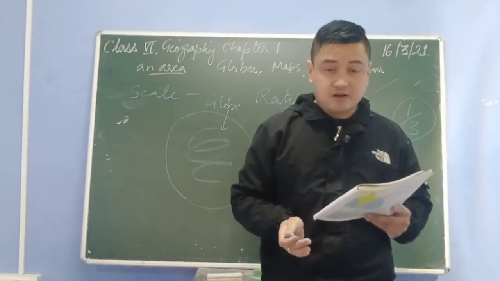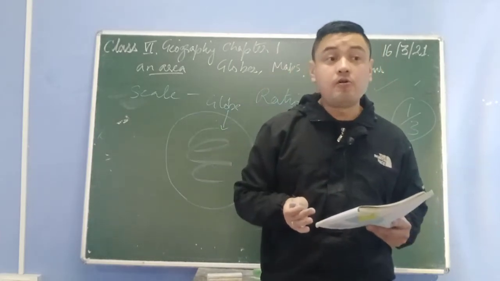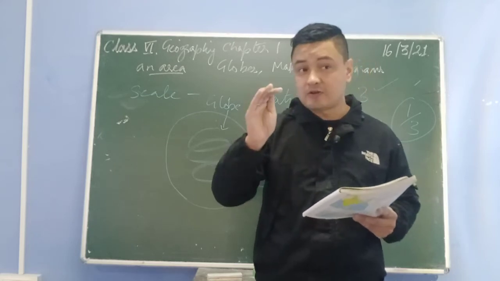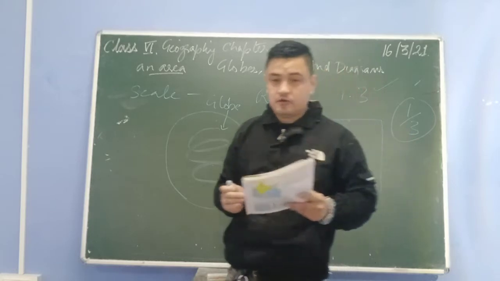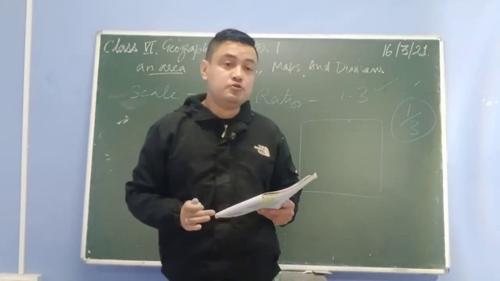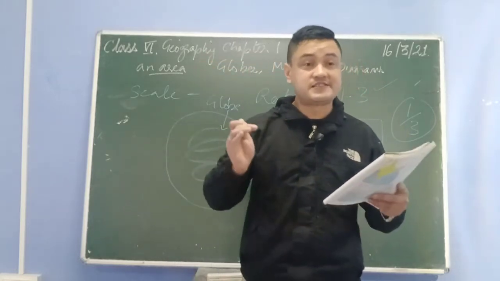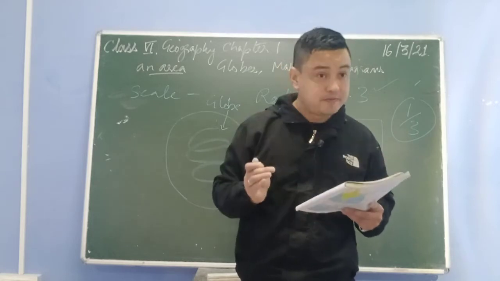So, map makers are called what? Cartographers. Please underline that word. Cartographers means map makers. Please write it down. Map makers basically use the scale to reduce the size of the picture of the map.